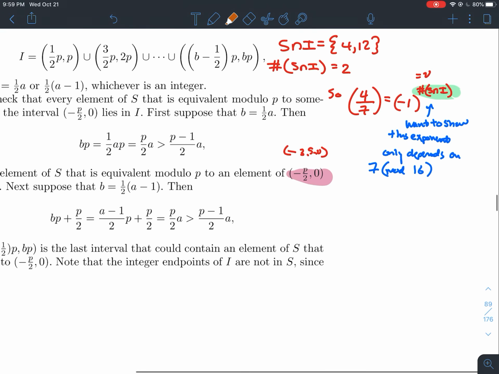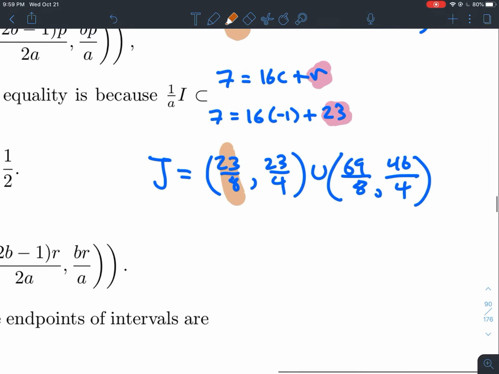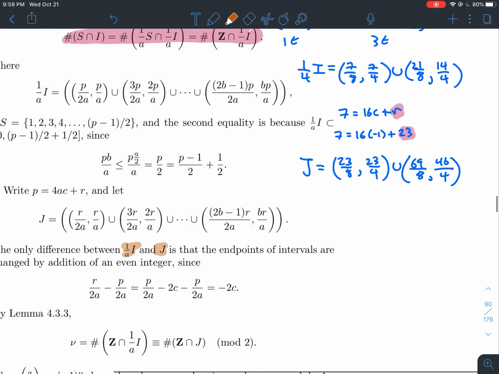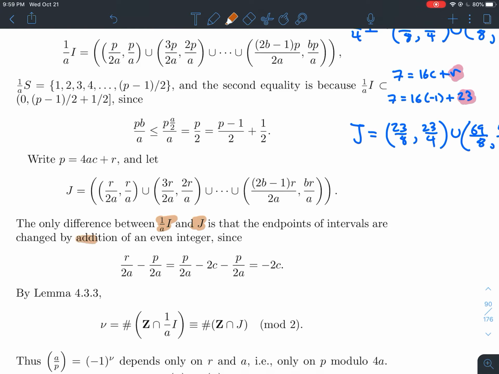Interesting. And there's nothing special about this endpoint, right? If I compare those two, it's off by an even. If I compare these two, it's also off by an even. If I compare these two, it's off by an even. And if I compare these two, it's off by an even. So the difference between 1/4 I and J, it's always going to be the case that you're just changing the endpoints by the addition of an even integer. And he works it out here in general for you, which is great.